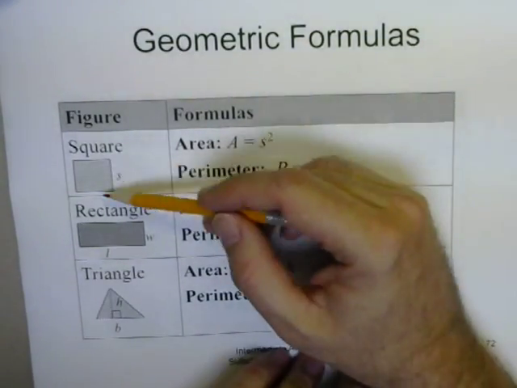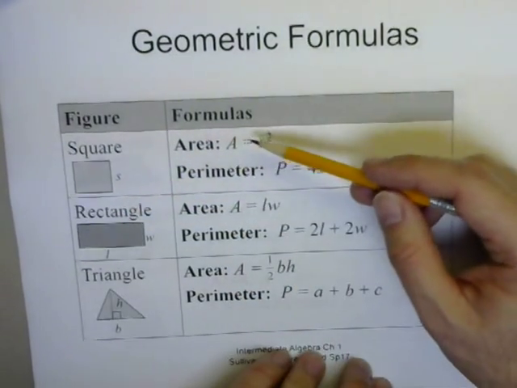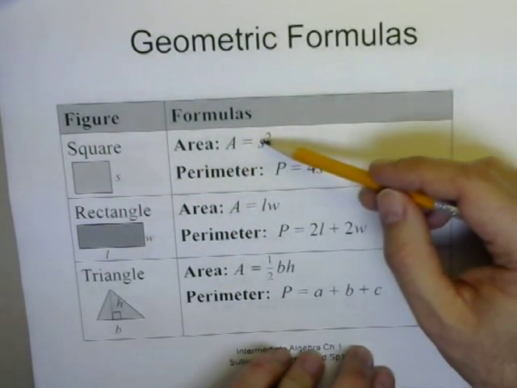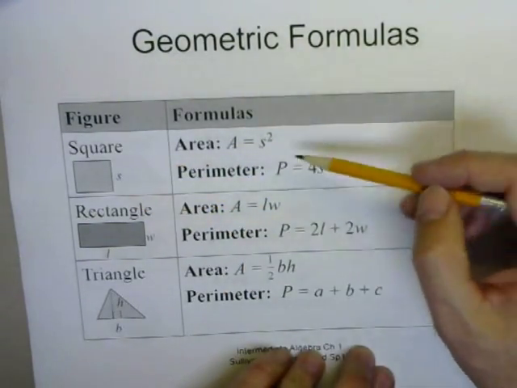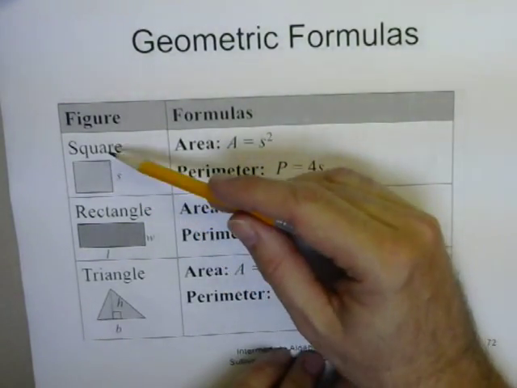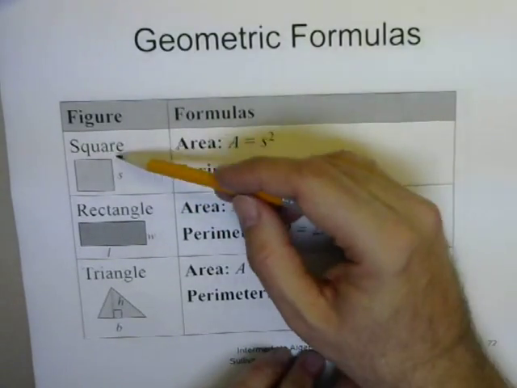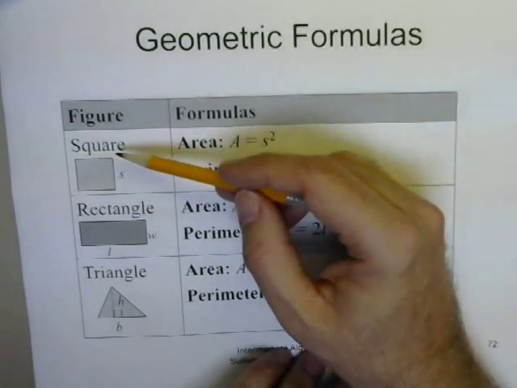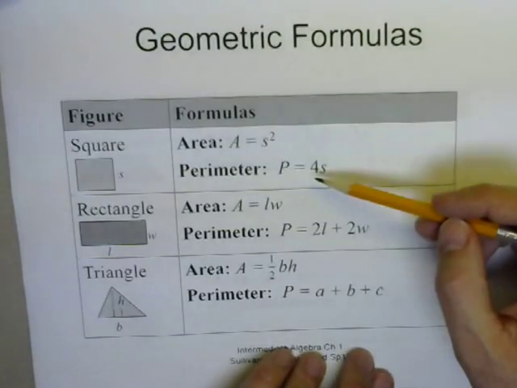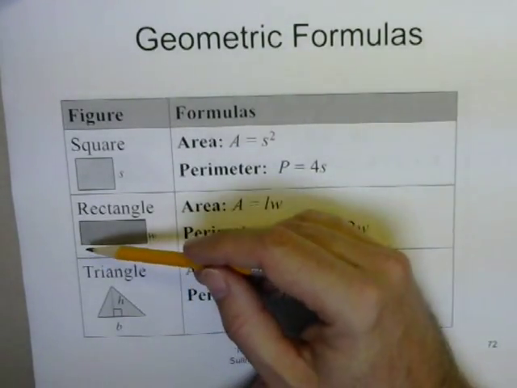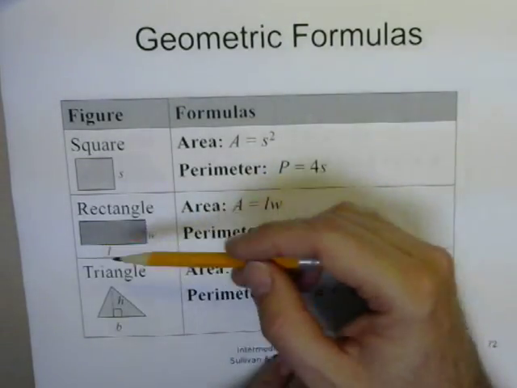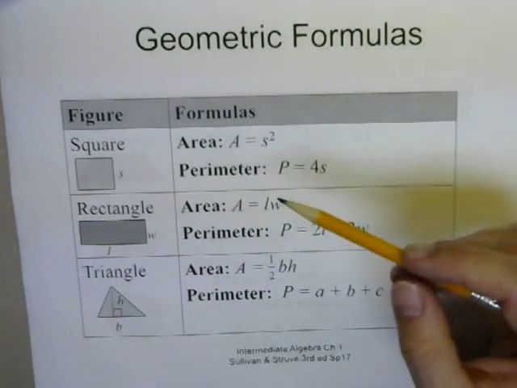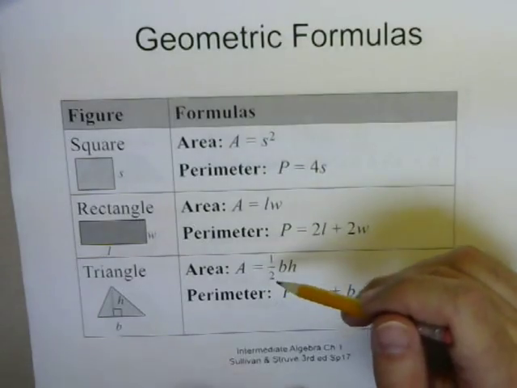If you have a square with side s, the formula for the area of a square is the side times the side, right? Basically the length times the width. The perimeter of the square, which is the distance around the outside, is going to be s plus s plus s plus s, or in other words, 4s. For a rectangle, the area you might remember is the length times the width, but the perimeter is twice the length plus twice the width.